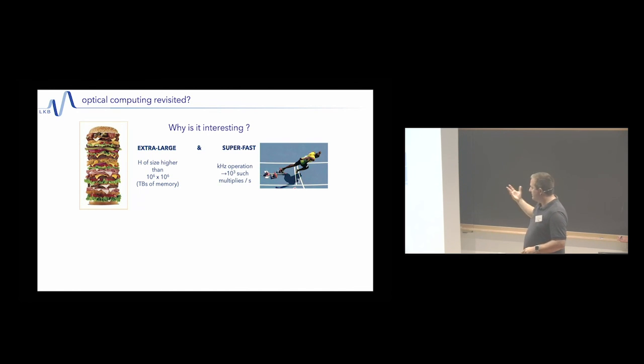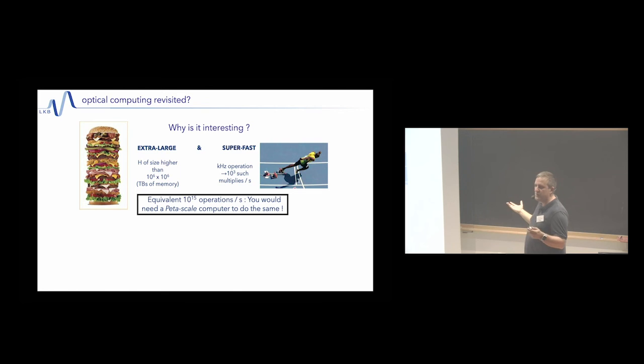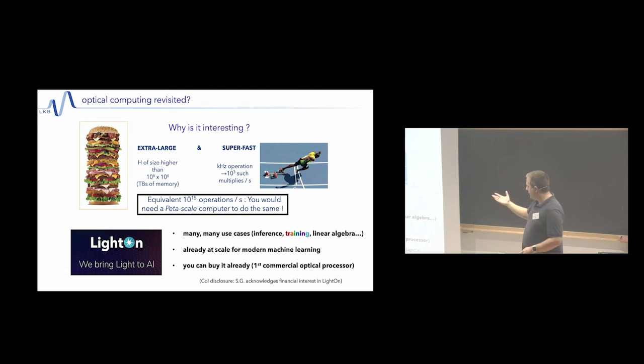So you can do it at 10 to the 3. So it's not super fast for silicon photonics people. But if you put all these numbers together, you get about 10 to the 15 operations per second for a few watts. And this led us to create a startup, LightOn, that I won't talk about today, but they do many, many things. You can buy the so-called optical processing unit that does this random projection.